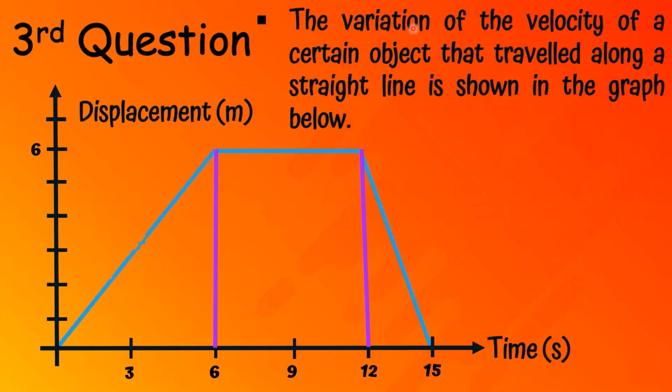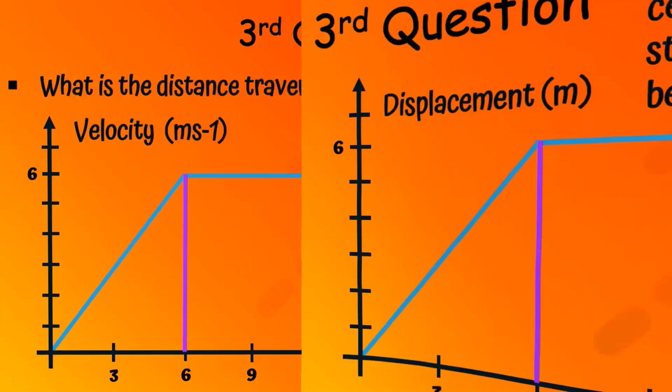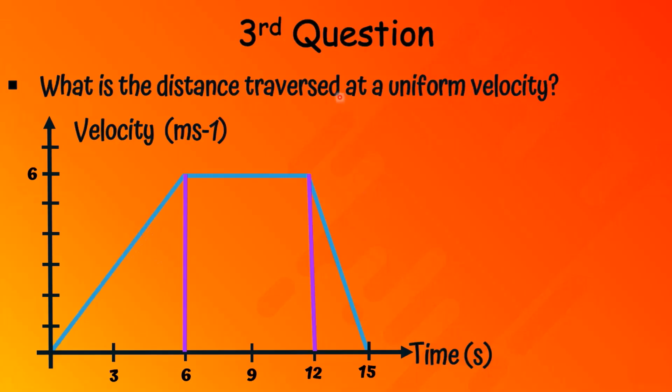This is third question. The variation of the velocity of a certain object that traveled along a straight line is shown in the below graph. So this is the graph and let's see the questions. What is the distance traversed at a uniform velocity?